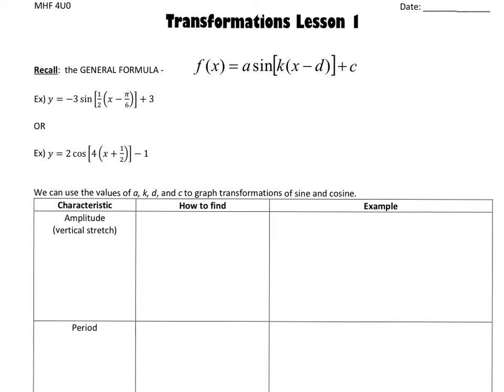In this video, we're going to look at transformations with trig functions, and we're going to start from the basics, and hopefully you remember this general formula from grade 11. In this formula, I'm going to start with the right-hand side. Hopefully you remember this plus c is our vertical shift, right? Similar to all the other types of functions that we study as well. And in the brackets, once it's been factored, this d value is our horizontal shift.